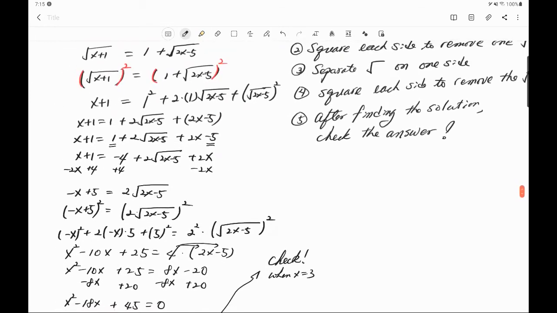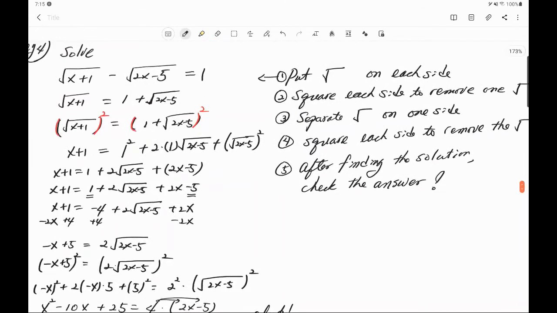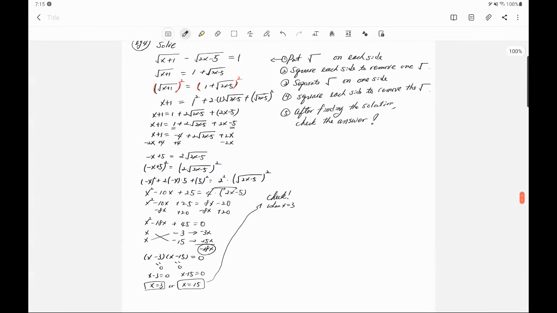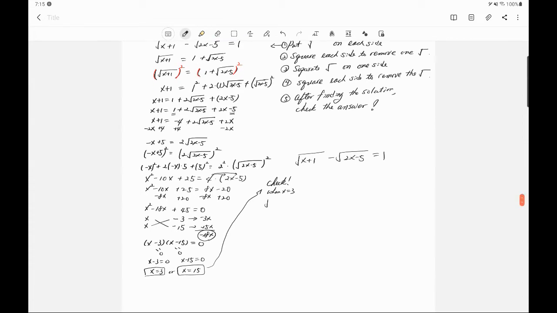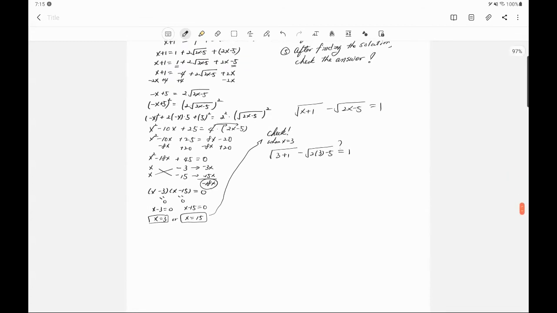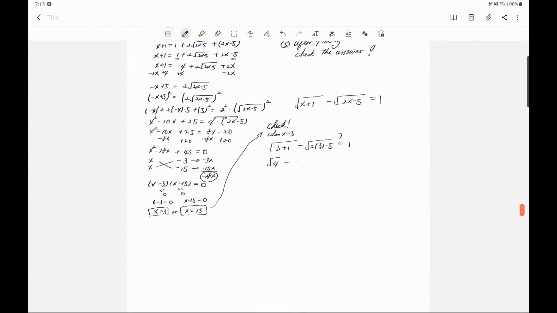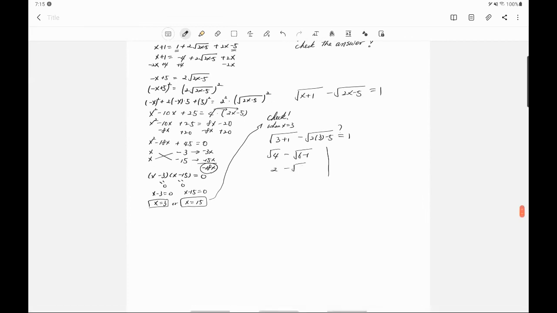So when x equals 3, let's check whether this is true. Okay, the equation is square root of x plus 1 minus square root of 2x minus 5 equals 1, right? So let's check. So plug in 3 for x. So square root of 3 plus 1 minus square root of 2 times 3 minus 5 equals 1. Let's check whether this is true. Okay, then this is square root of 4 minus square root of 6 minus 1, right? Then this is 2 minus square root of 5.